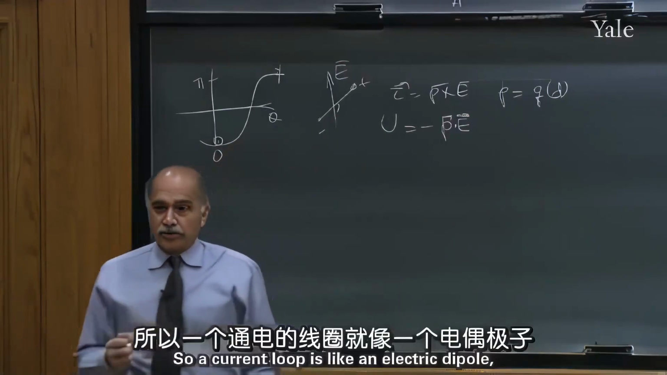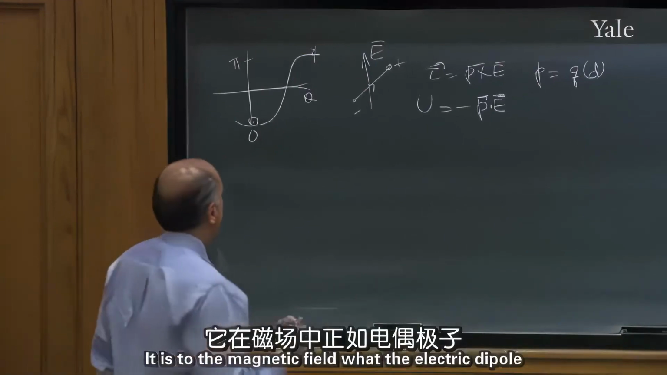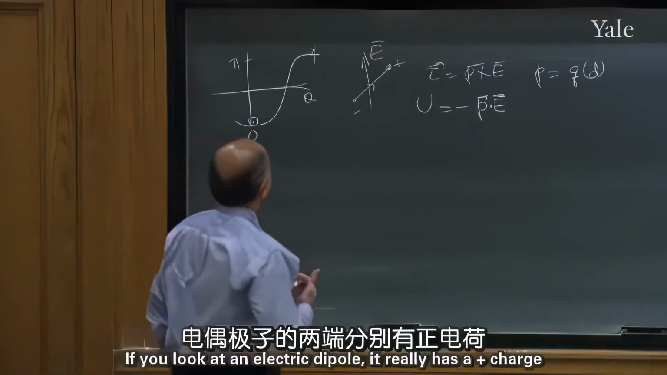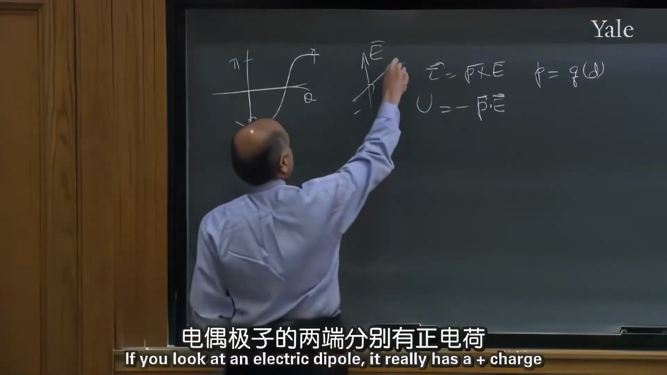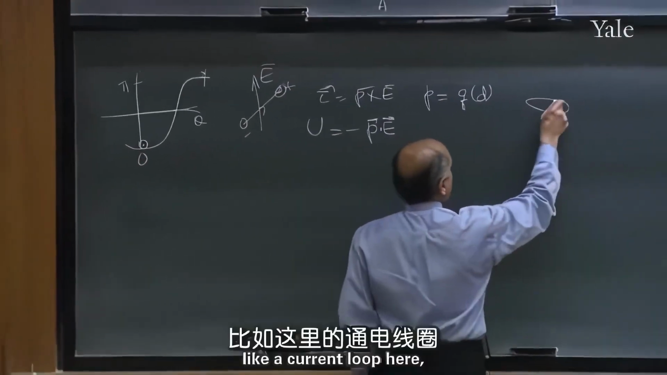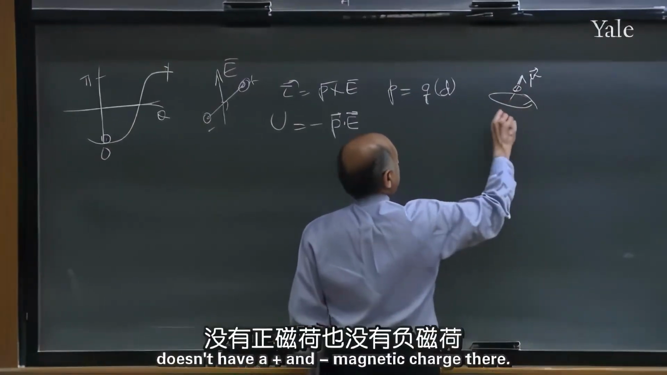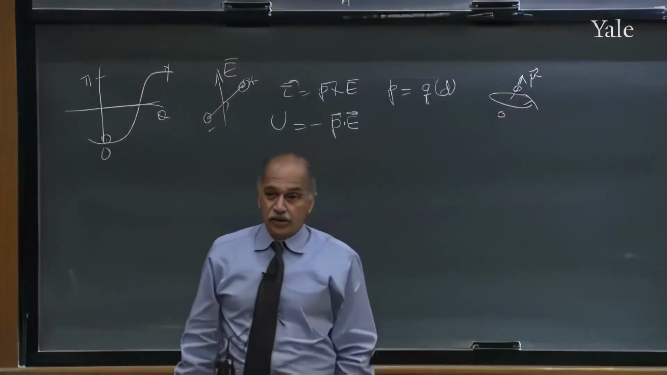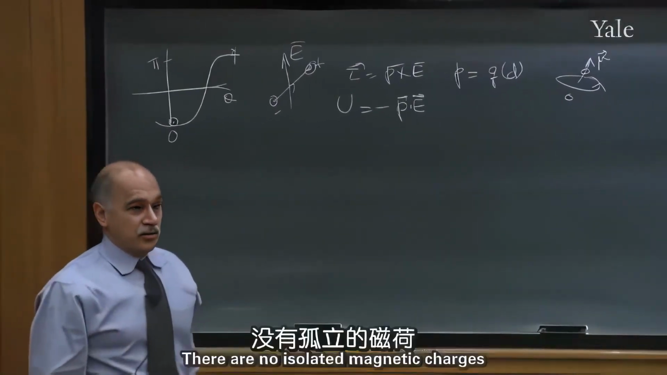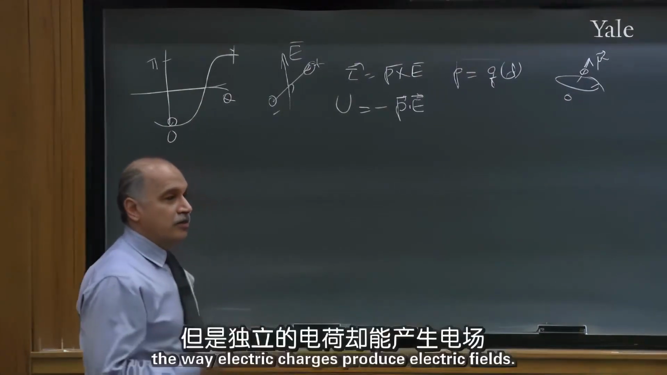So a current loop is like an electric dipole, except it's a magnetic dipole. It is to the magnetic field what the electric dipole is to the electric field, with one big difference. If you look at an electric dipole, it really has a plus charge and a minus charge at the two ends. A magnetic dipole, like a current loop here, doesn't have a plus and minus magnetic charge there. It's as if there is a plus and minus magnetic charge, but there are no magnetic charges. There are no isolated magnetic charges that produce magnetic fields the way electric charges produce electric field.